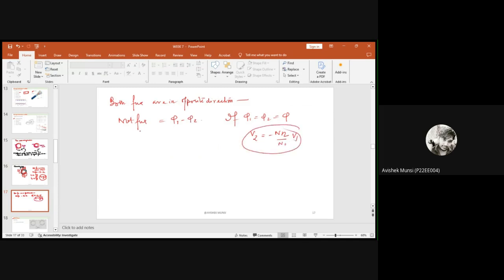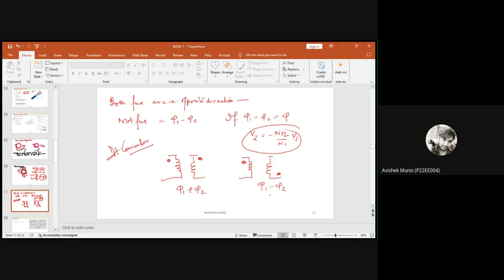Okay. So based on this, we can say the dot convention, for phi 1 plus phi 2, current entering, and here from current is exiting. And here current entering, here current going. This is the differential mode, phi 1 minus phi 2.